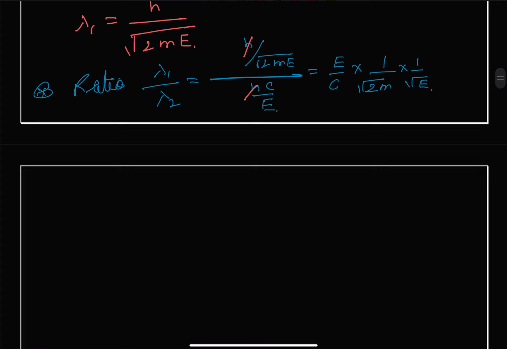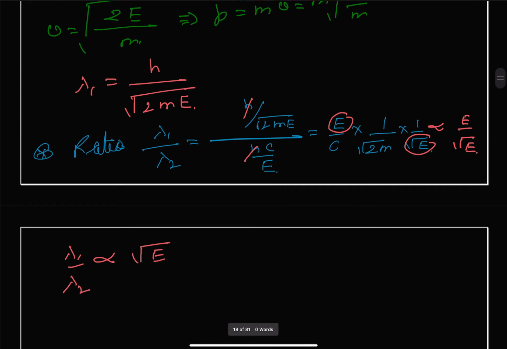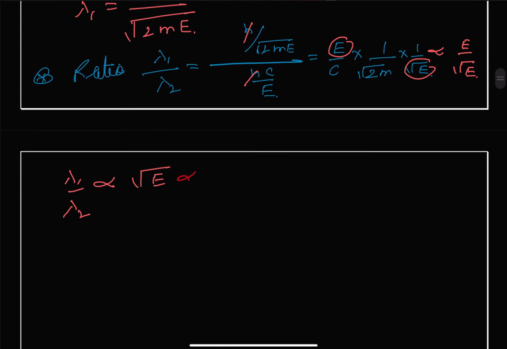In terms of proportionality, we have here E as well as square root of E, so this comes as E upon square root of E. Therefore, the ratio lambda 1 upon lambda 2 is proportional to square root of E, or E raised to power 1 by 2. Yeah, option number B is correct.